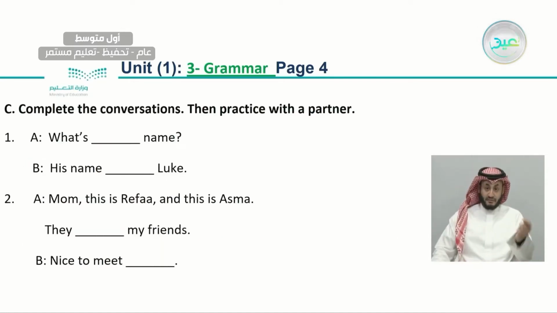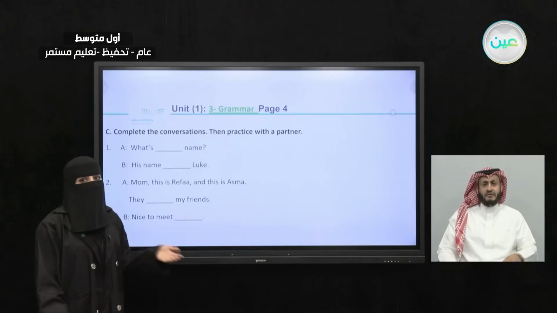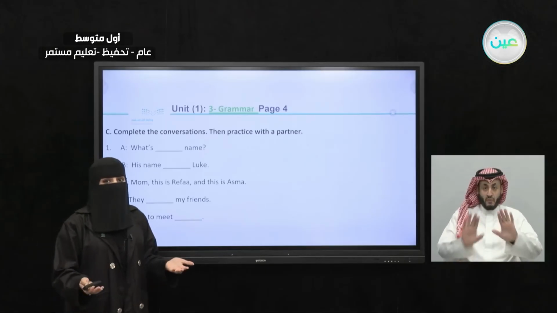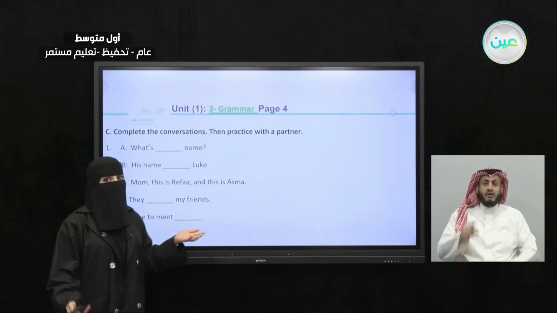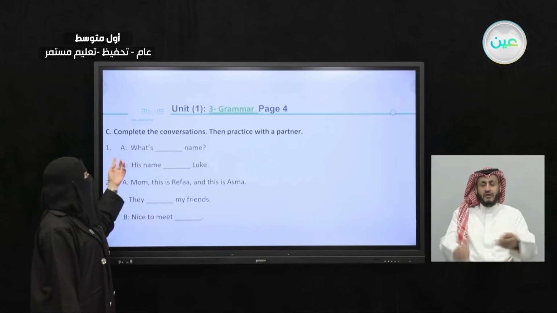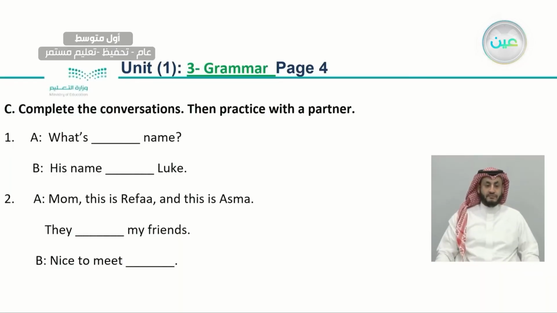C, complete the conversations, then practice with a partner. It's a good idea to pause the video and find a partner to talk to because we need information, okay? Number 1, what is space name? What do you think? What's the answer? What? This is the short form of what is. The verb be is already there. So what are we missing?